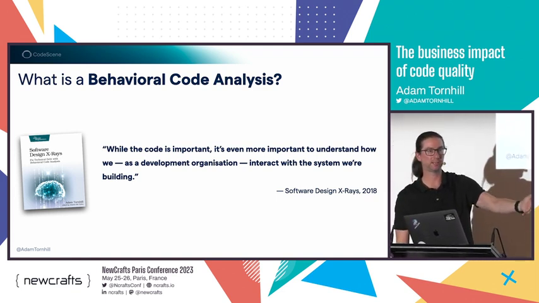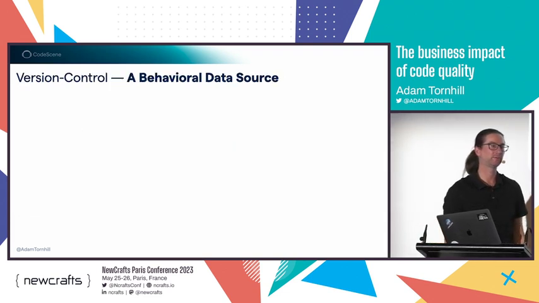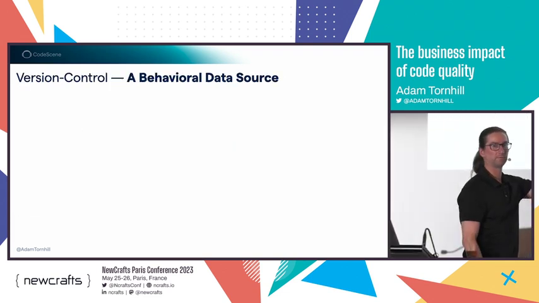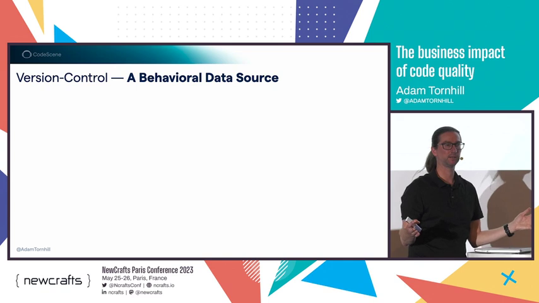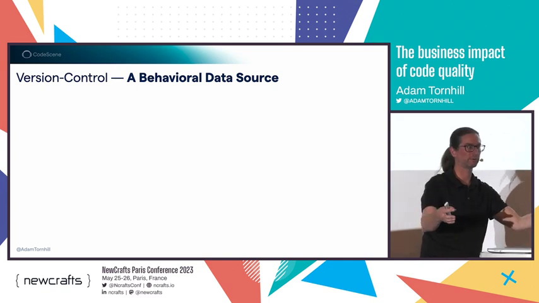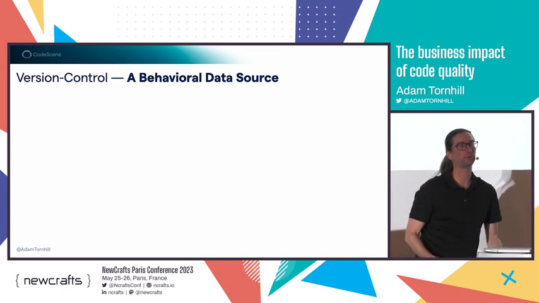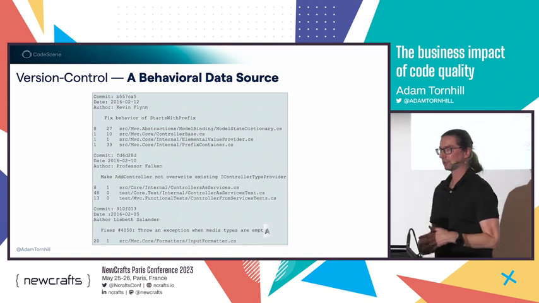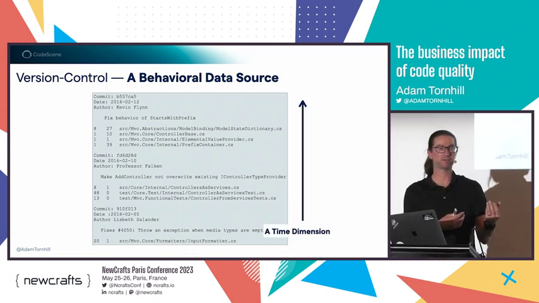So to pull off a behavioral code analysis, we need to have some behavioral data. And it turns out it's something we all already have. We're just not used to thinking about it that way. I'm talking about our version control system, because our version control system is virtually a goldmine of behavioral information.